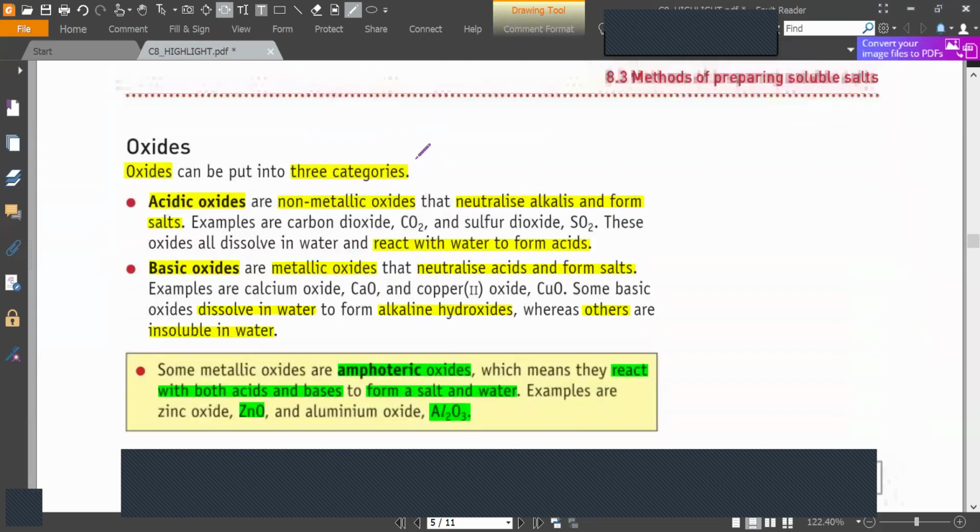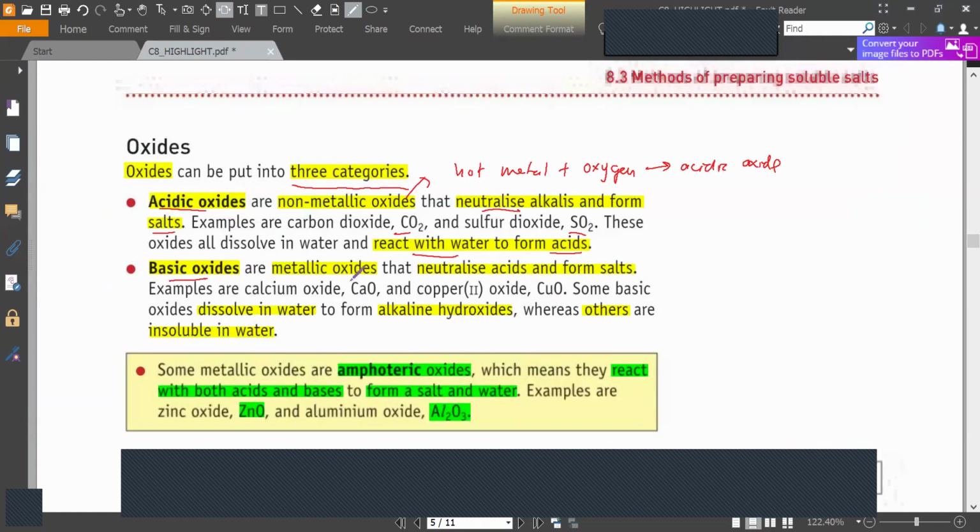There are three categories of oxide. Acidic oxide is non-metal plus oxygen. They can neutralize alkali to form salt. Examples: CO2, SO2, which dissolve in water to form acid.